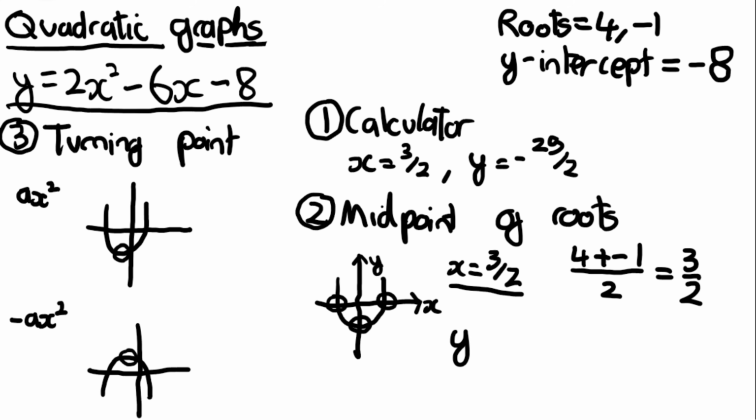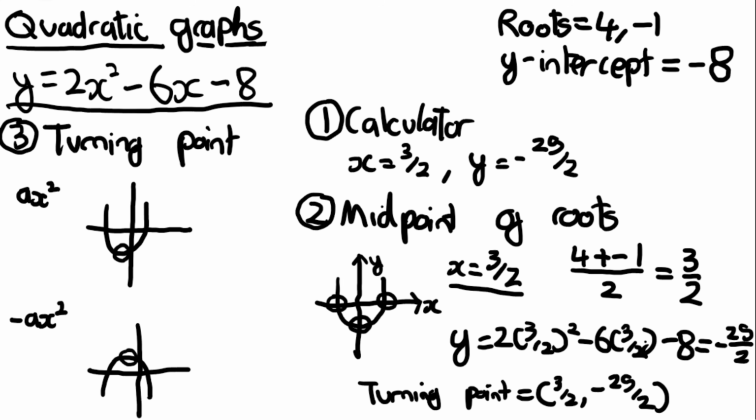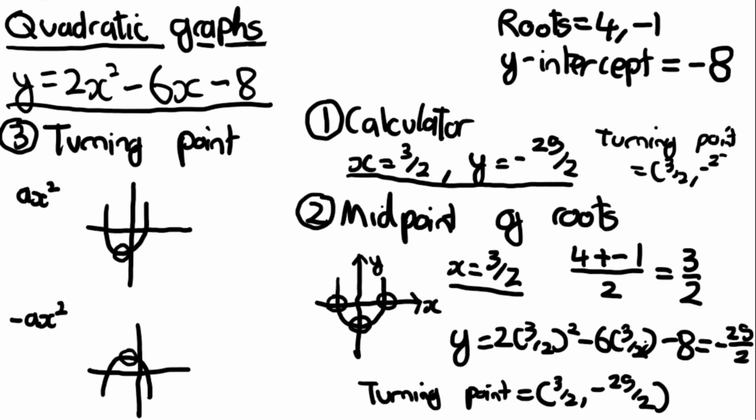So you would do that by saying y is equal to 2 times 3 over 2 squared minus 6 times 3 over 2 minus 8, which is equal, if you use your calculator, to minus 25 over 2. So therefore you can get the turning point as 3 over 2, minus 25 over 2. And you know that this is right because it's the same value up here that the calculator gave as the turning point too, because the turning point up here was also 3 over 2, minus 25 over 2.